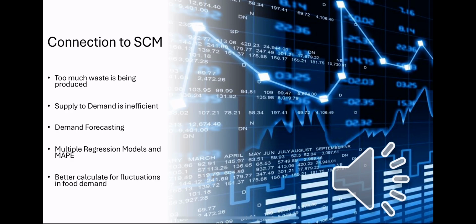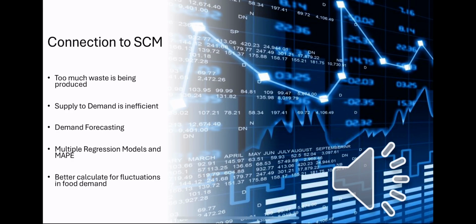Multiple regression models help make these forecasts smarter. Instead of relying on just one factor like past demand, we can include weather patterns, economic conditions, population growth, and even local events to create more precise predictions. Finally, we can measure the accuracy of these forecasts using mean absolute percentage error, or MAPE. Lower MAPE means higher accuracy, which helps decision makers adjust strategies quickly and efficiently.